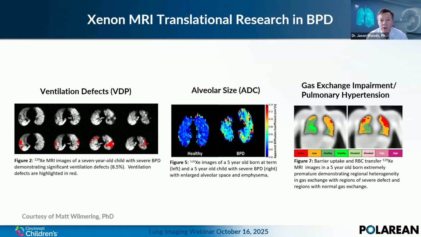And so this has been shown translationally in bronchopulmonary dysplasia, where we're seeing all manner of abnormality. So ventilation defects on the left, alveolar airspace size increases in the middle, showing an increase that's not quite a factor of 2, but a significant increase in alveolar size. And then also abnormalities in gas exchange, which I'll show you in just a moment.